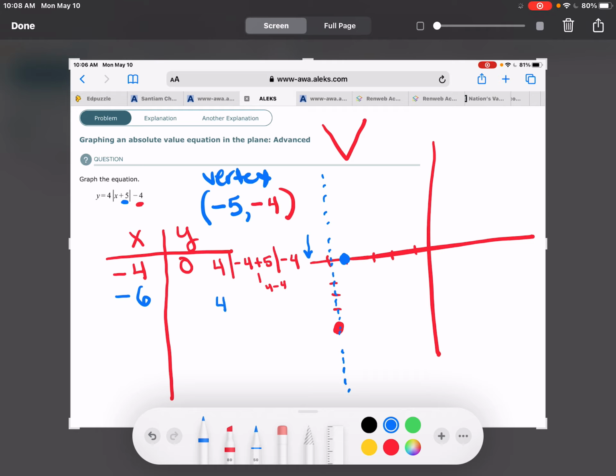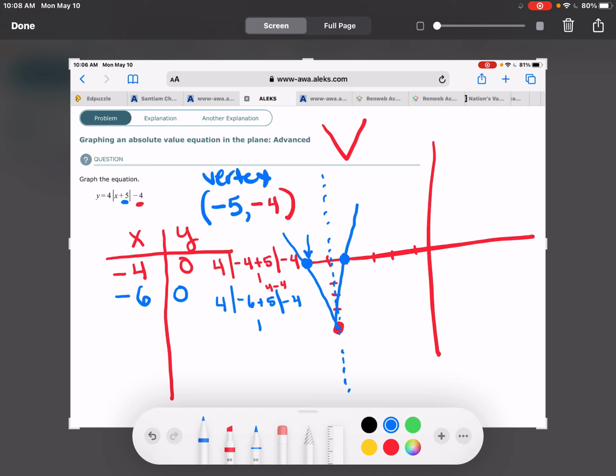I'm going to do 4 times the absolute value of -6 plus 5, minus 4. -6 plus 5 is a -1, but the absolute value signs mean that I'm going to take that out as a 1, right? Even though it was a -1, it becomes positive because it's in the absolute value signs. 4 times 1 is 4, and 4 minus 4 is 0, so that's cool. It means I have another x-intercept right there. That may be enough for now. You're going to have then a graph that looks something like this.